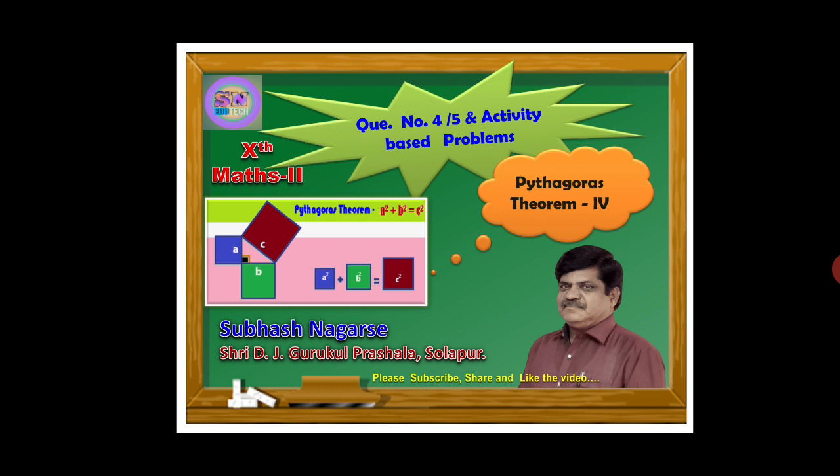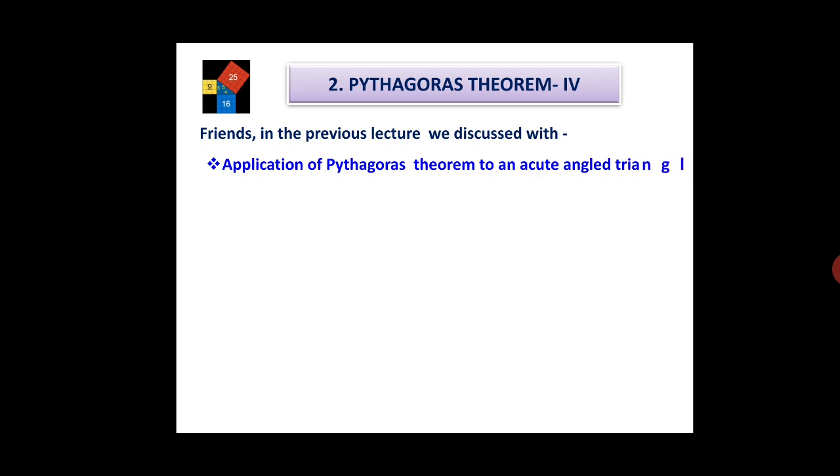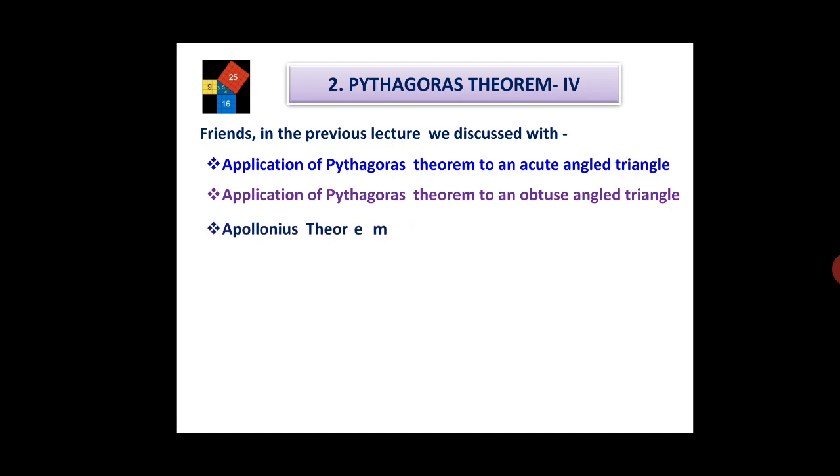In the previous session or lecture we discussed the whole topic of Pythagoras theorem. Today we will discuss a little bit different. Whatever we discussed in the last lecture is the application of the Pythagoras theorem to an acute angle triangle, application of Pythagoras theorem to an obtuse angle triangle, then Apollonius theorem and a few problems based on this content.